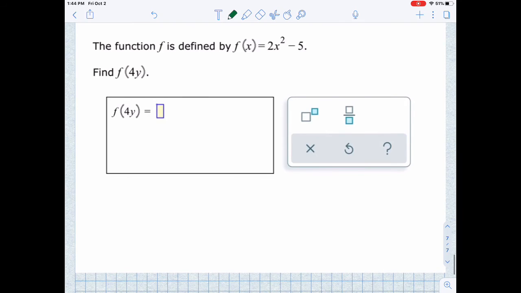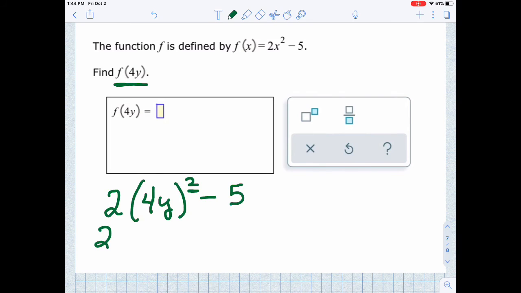All right, now I have another function defined by f of x equals 2x squared minus 5, and very tricky, I want to find the f of 4y. Don't freak out, you're just going to plug in 4y instead of x. So, watch this. 2 times 4y squared minus 5. Aha. Now you may or may not know what to do with this exponent right here. This might be extra tricky for you, but the exponent will go on the 4 and it will go on the y. So 4 squared is 16 and y squared is y squared minus 5.